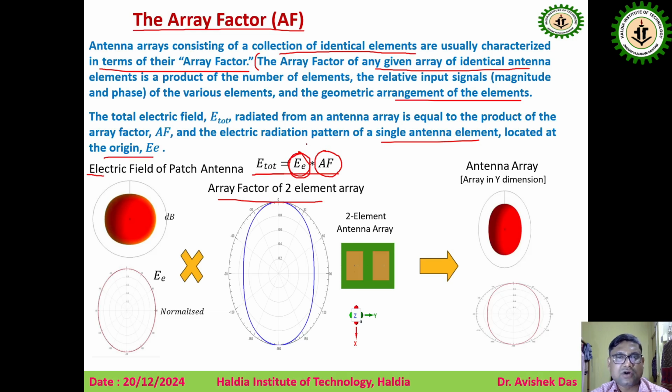This is called the pattern multiplication. If we multiply the element pattern of each single antenna element with the array factor, then we will get the total electric field radiated from the antenna. And in the figure, this is the electric field of the patch antenna. It is multiplied with the array factor of the two element array, and after that the radiation pattern we get is this one, the total radiation pattern. This one is the array factor.